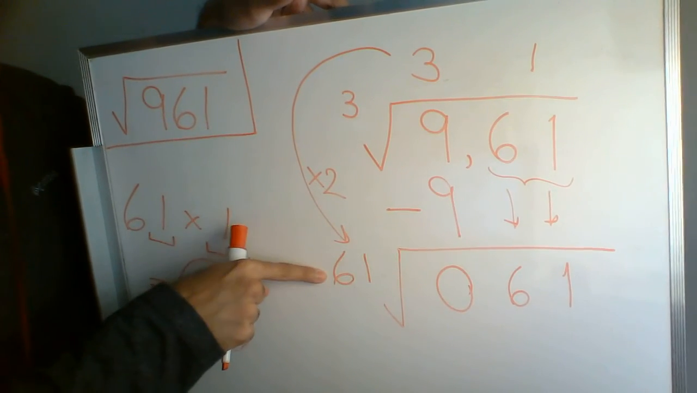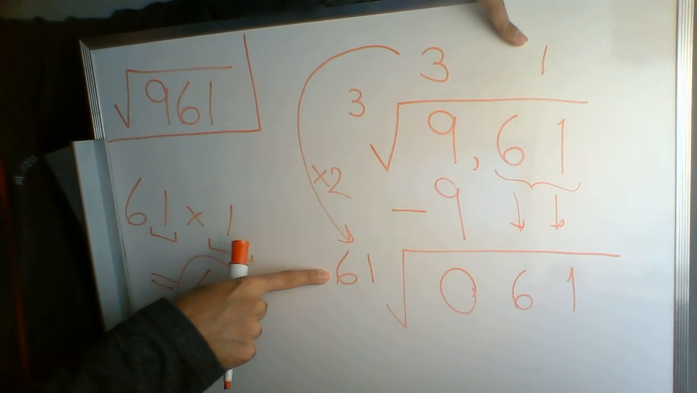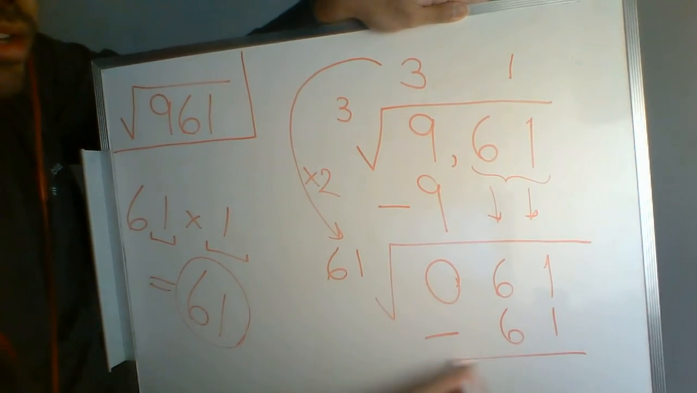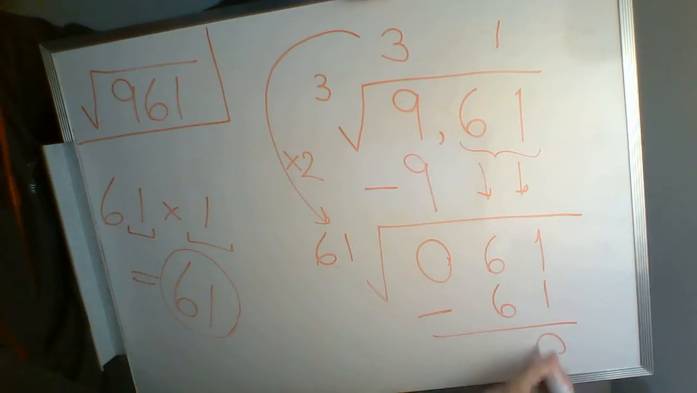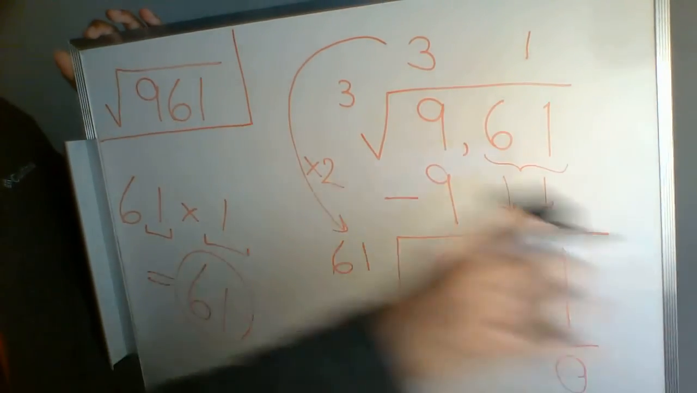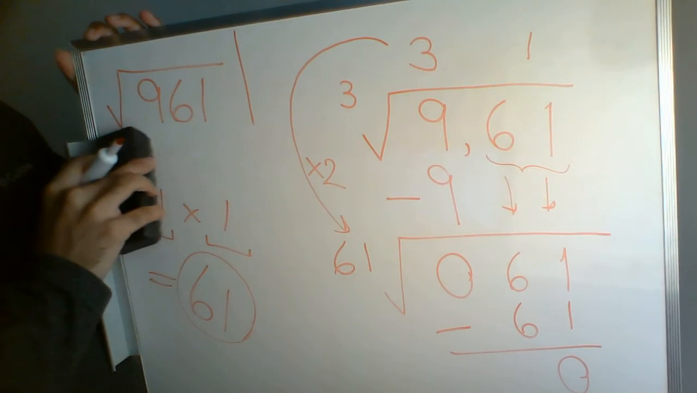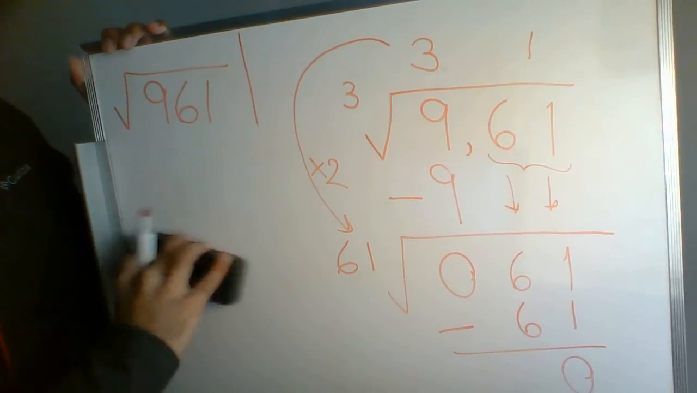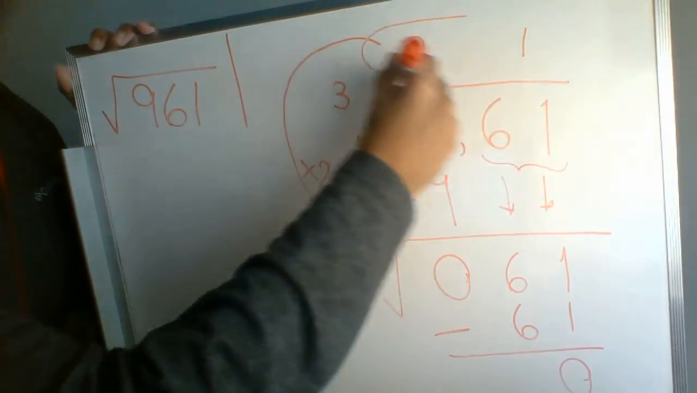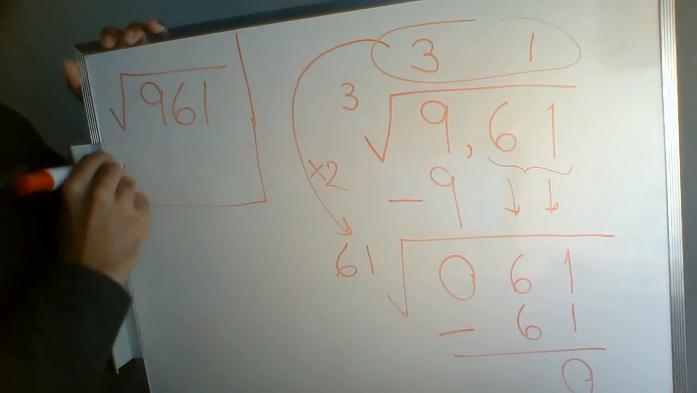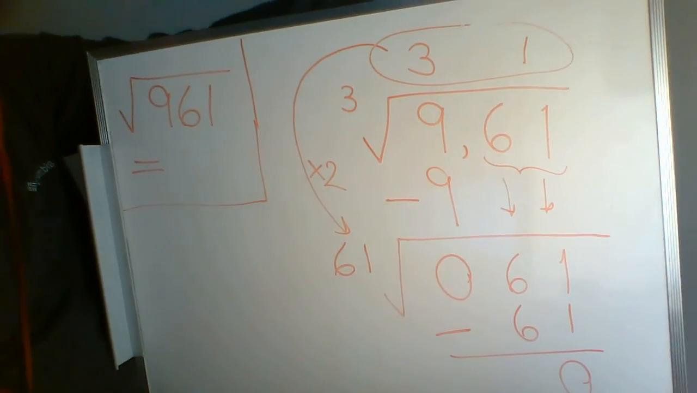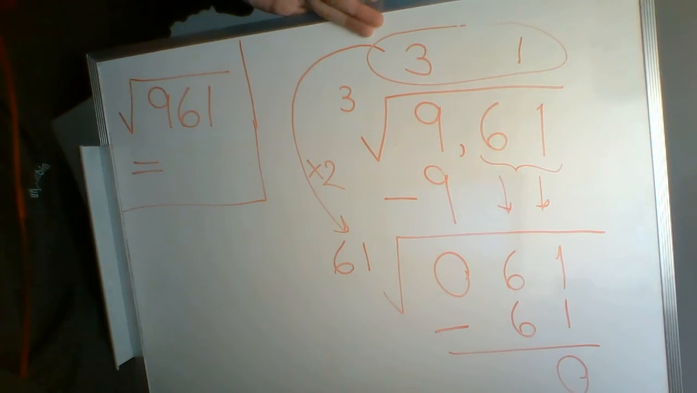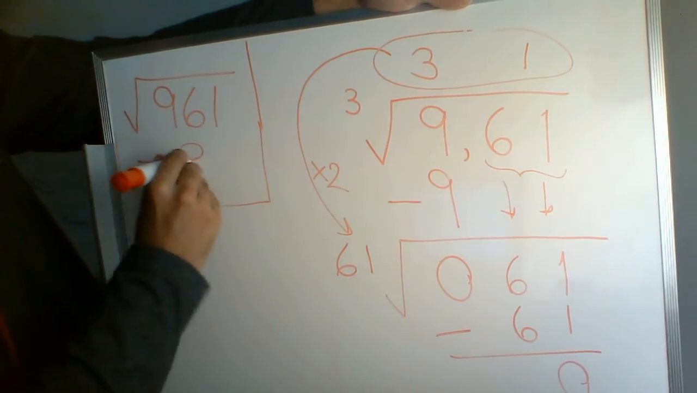So now I can multiply those together. I've got 61 multiplied by 1 is equal to 61. So I put that down here. We subtract. 61 minus 61 is going to leave us with 0. And I can go ahead and read off my final answer from looking at what we have up here. Again, a little bit awkward with that gap in the middle, but we've got a 0 down here. We don't have any more numbers to bring down, so we're done the problem. We just need to read off our answer from the top, which in this case is going to be 31.